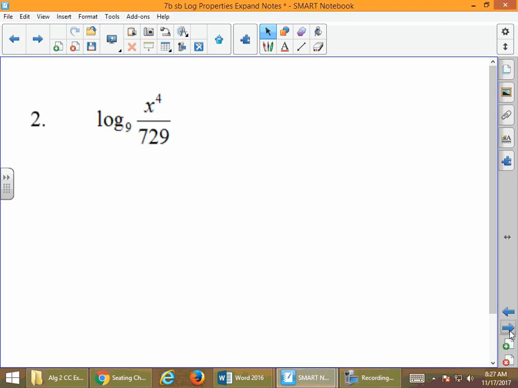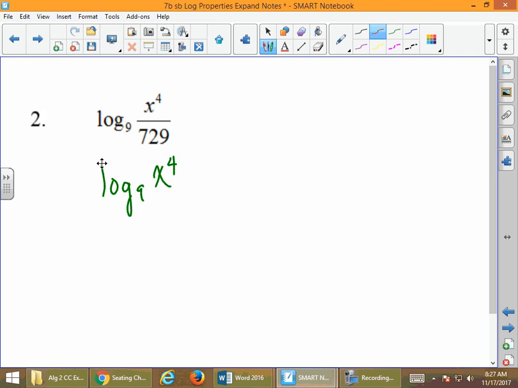So problem number 2. Similar to what we had in problem number 1, because when we read this, it's log base 9 of x to the 4th divided by 729. Division. Division goes back to the quotient property of logarithms. Nice that you can see that box on your paper, so you can look directly up. When we start this, it's going to become log base 9 of x to the 4th minus log base 9 of 729.